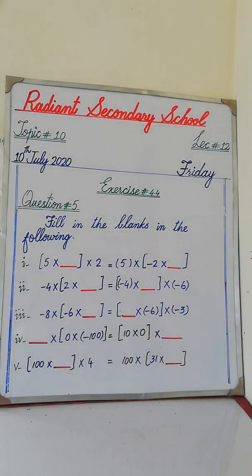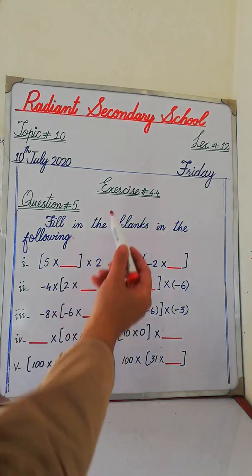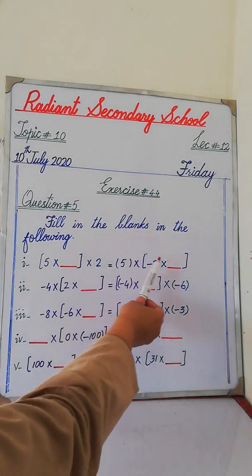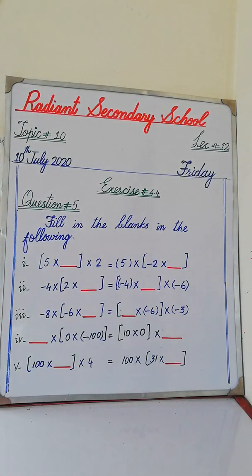Okay students, question number 5 is the last question of exercise 4.4 and the question is: fill in the blanks in the following. In these 5 parts, if you observe, students, there are two sides, left hand side and right hand side, and on both sides one number is missing. Basically students, there is a law that is used in these 5 parts, and the name of that law is associative law with respect to multiplication.